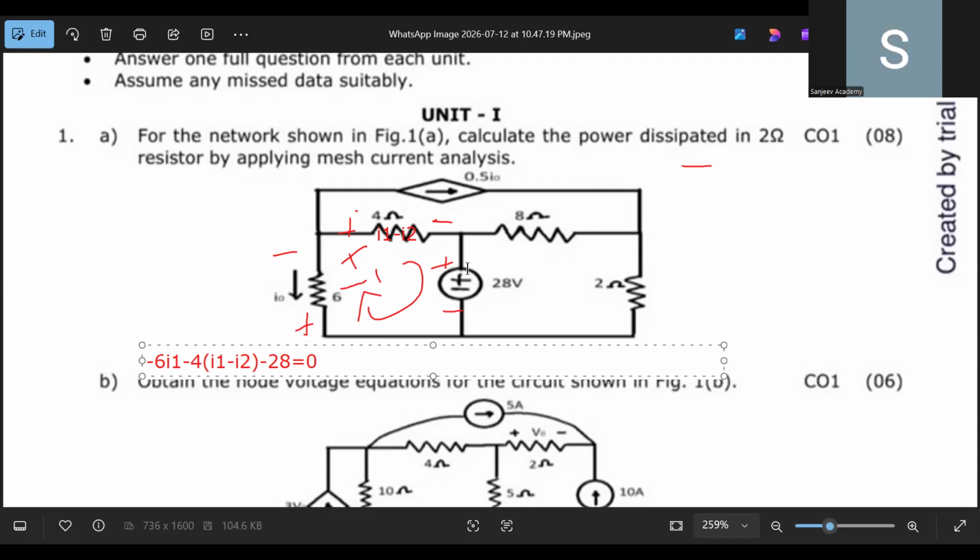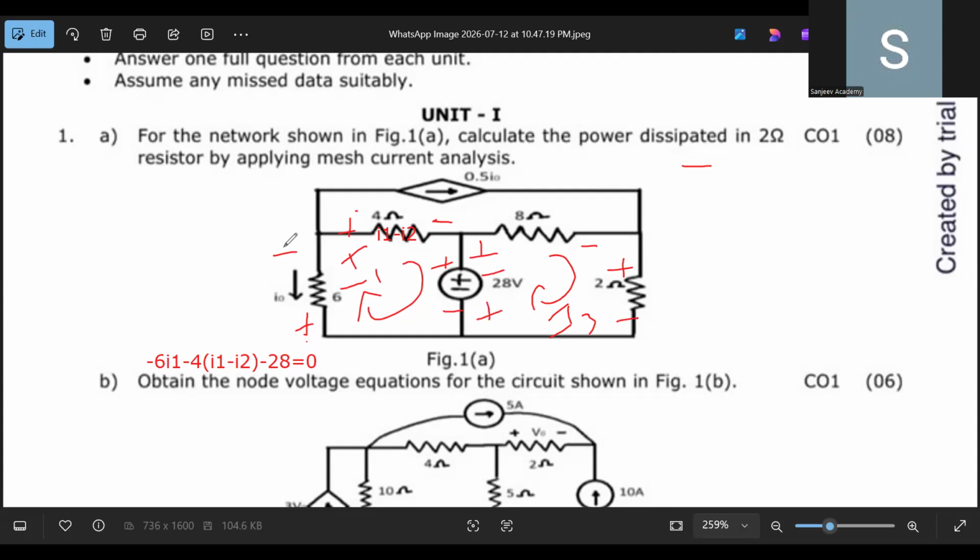Now I'll go to the right mesh equation, which means through the 8 ohm, then 2 ohm and 28 volt. Now coming here also, there is one more current I told you, that is I3. I3 is passing through it. Correct. I3 is passing. Again, put plus minus, and here plus minus.